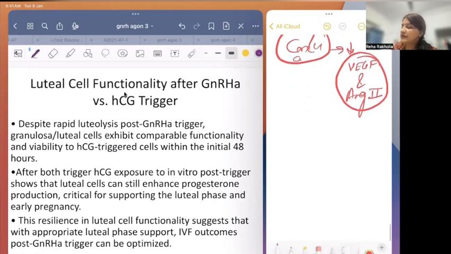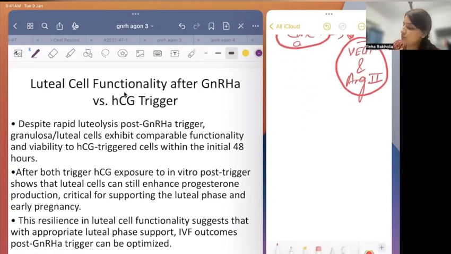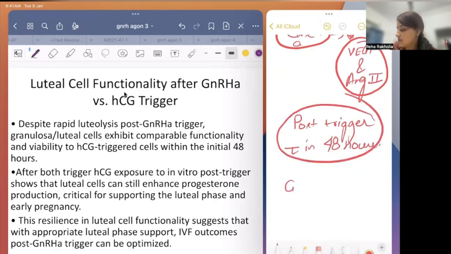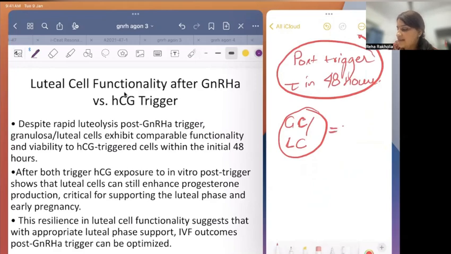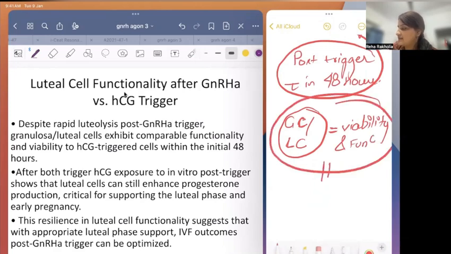Now we'll talk about luteal cell functionality. Post-trigger, within 48 hours, if we see the granulosa cell or luteal cell, its viability and functionality is equivalent to HCG trigger. Means they are viable, they are working, like the HCG trigger we saw.